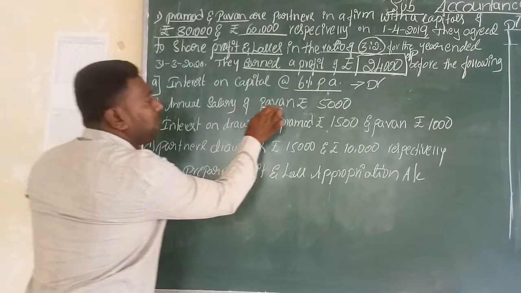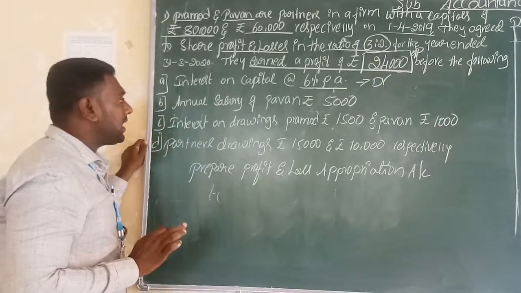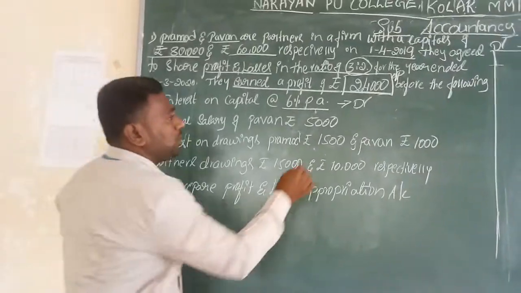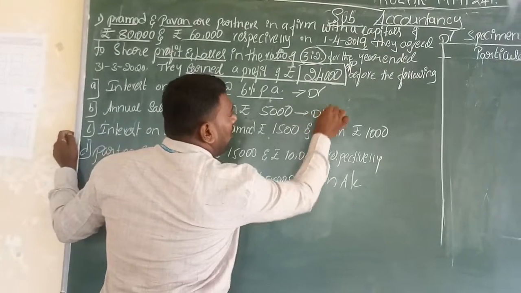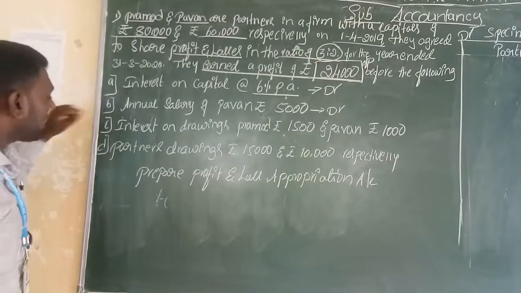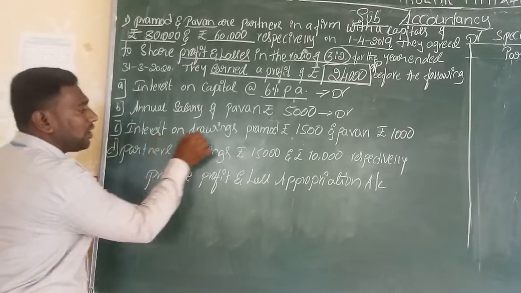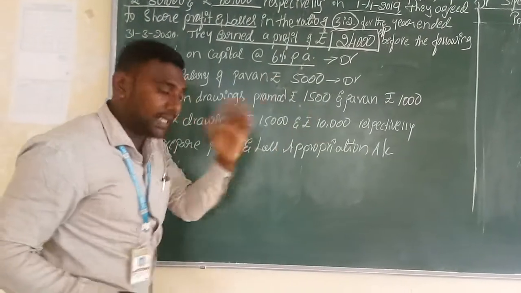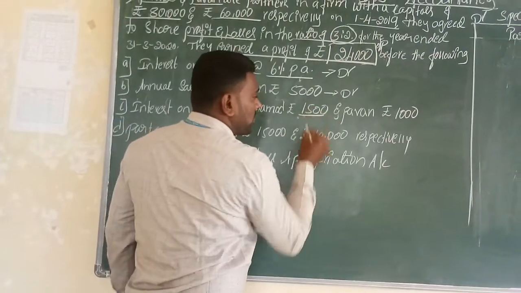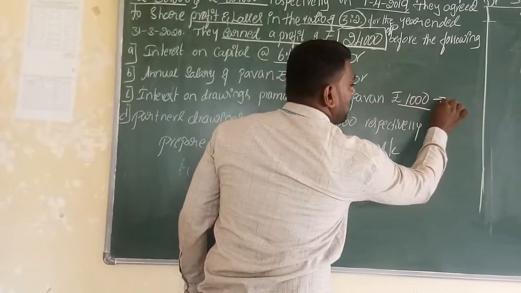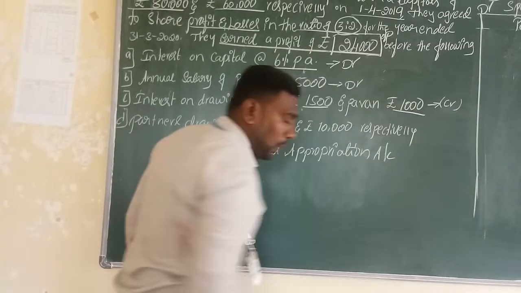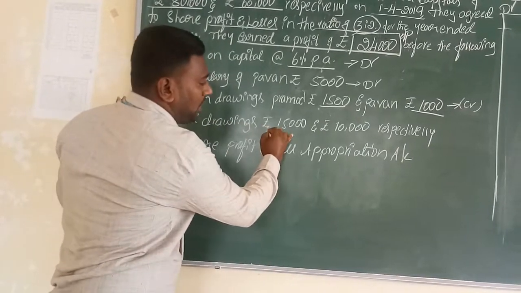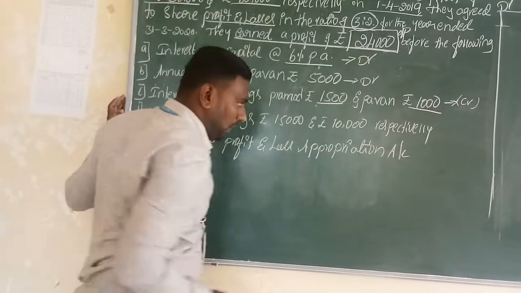Annual salary of Pawan. Sometimes a monthly salary is given, and we should multiply it by 12 months. Sometimes an annual salary is given, and we should write it directly on the debit side of our appropriation account. Next, the third adjustment, interest on drawings. Here the drawings interest for Pramod and Pawan is already calculated and given, so we should consider 1,500 and 1,000. These come to the credit side only.